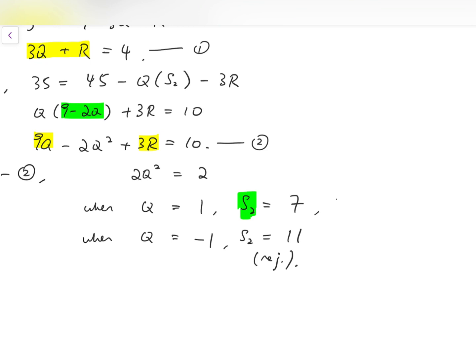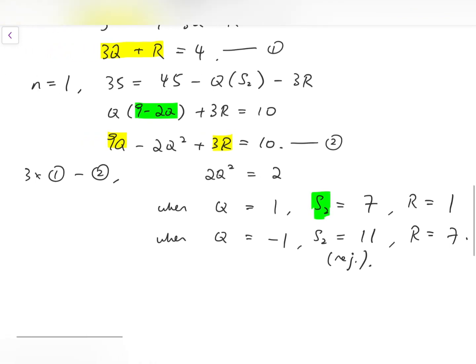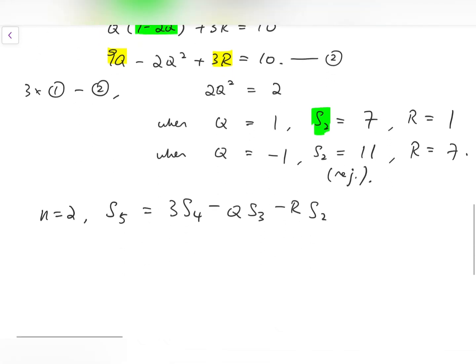Now when q equals 1, we can quickly say that r is, just look at the first equation, 3q plus r equals 4. Then you will have 1. And then if q is -1, then r is 7. So now we have sufficient information on finding our final answer, which is S5. To do that, I'm just going to replace n by 2. Then I can say that S5 is 3 times S4 minus q times S3 minus r times S2.